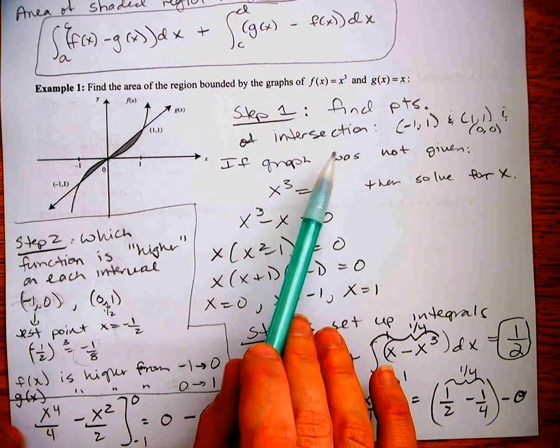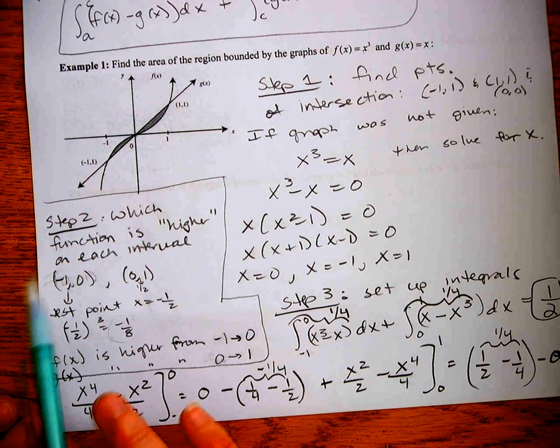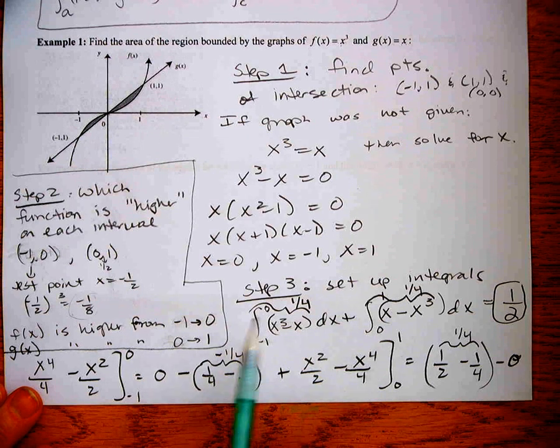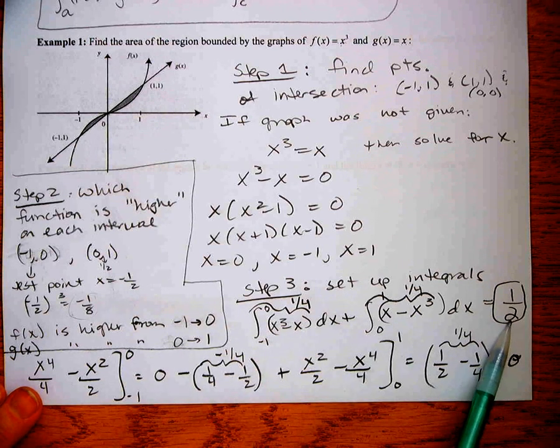We found the points of intersection, figured out which function was higher between the points of intersection, and then took the integrals from the lower point of intersection to the higher point of intersection of the top function minus the bottom function. Added those areas up to get our total area.